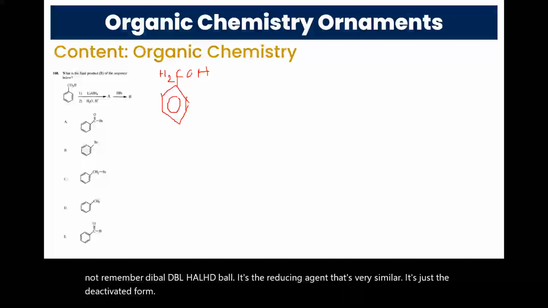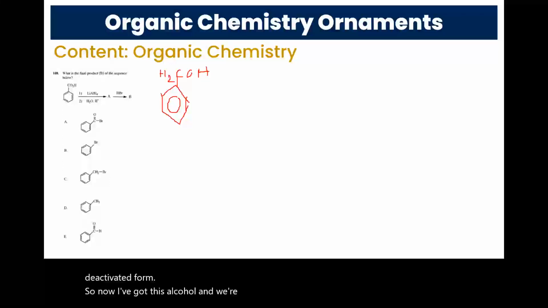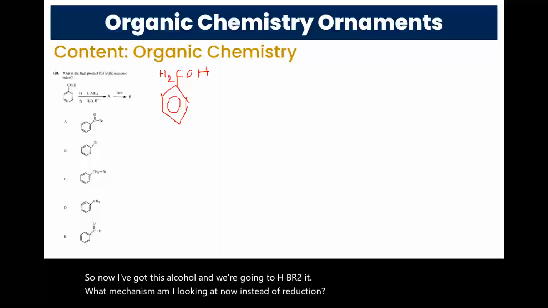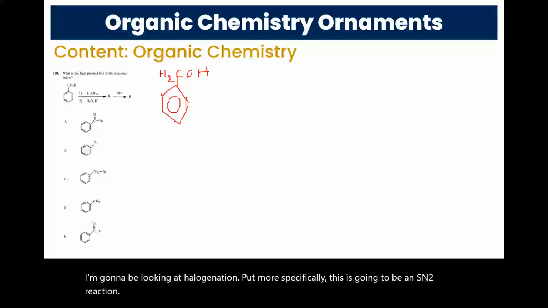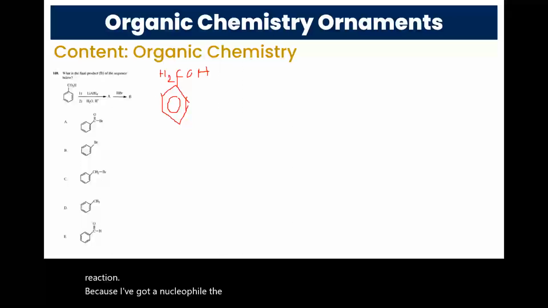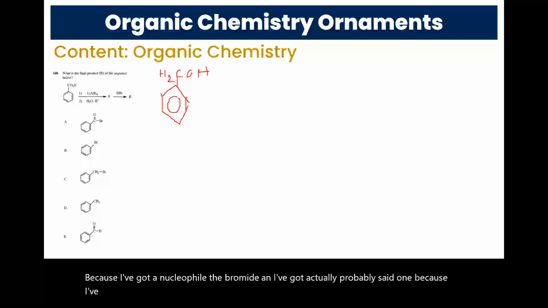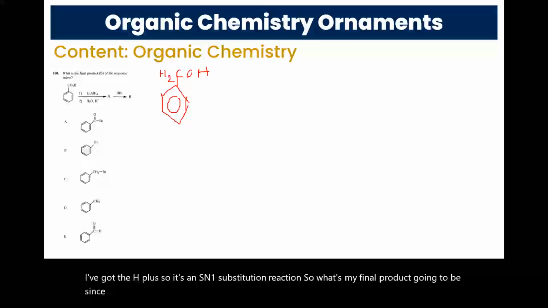So now I've got this alcohol and I'm going to add HBr to it. What mechanism am I looking at now instead of reduction? I'm going to be looking at halogenation, but more specifically, this is going to be an SN2 reaction because I've got a nucleophile, the bromide, and actually it's probably SN1 because I've got the H+. So it's an SN1 substitution reaction. So what's my final product going to be since it's substitution?